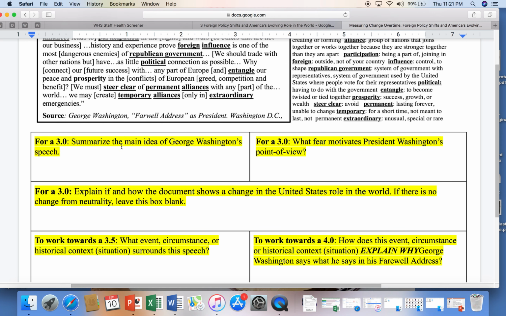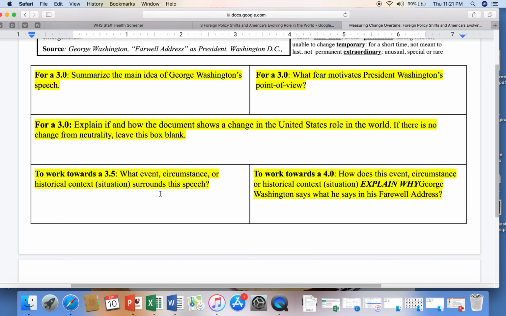So the first thing we have to do is summarize the main idea of George Washington's speech. The second thing is we have to identify what fear motivates or drives President Washington's point of view. The last thing that we need to do for a 3 is explain if and how the document shows a change in the United States' role in the world. If there is no change from neutrality, we're going to leave this box blank. So if you're aiming for a 3, you really need to fill out just these 3, and depending on what you arrive at, you may end up leaving this third box blank.